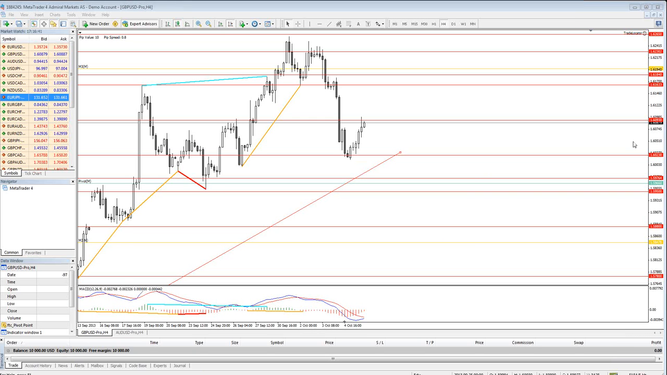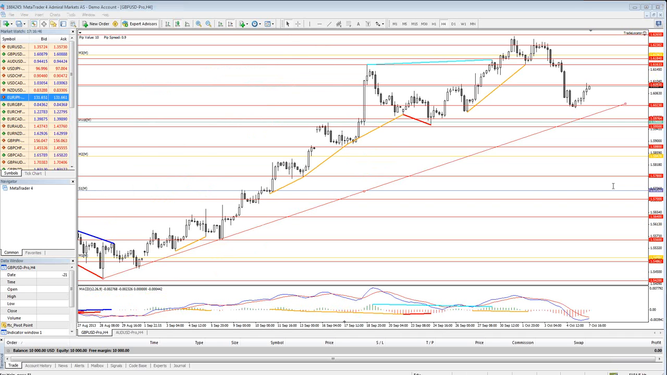Let's continue with the cable setup. I will show my levels just a bit later, but now we need to finish with cable and Aussie, and then I will switch again to euro. Don't worry. So next is cable.